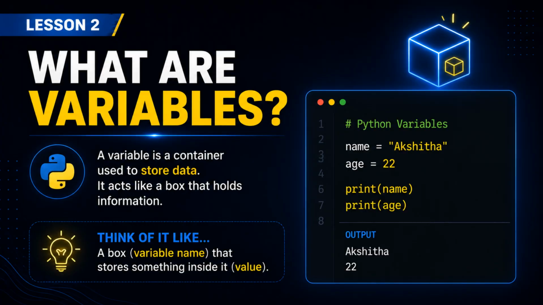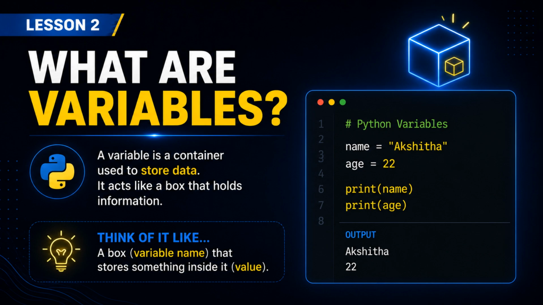So, what is a variable? A variable is simply a container that stores data. Think of it like a label box. The label is the variable name, and whatever you keep inside that box is the value. Later, whenever you use that variable name, Python gives you the stored value. This makes programming much easier and more organized.